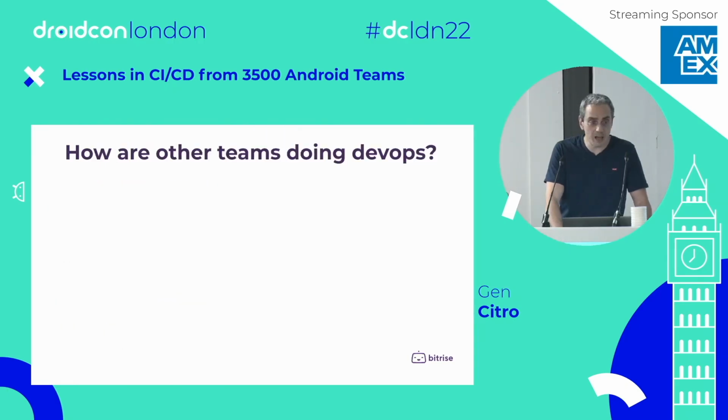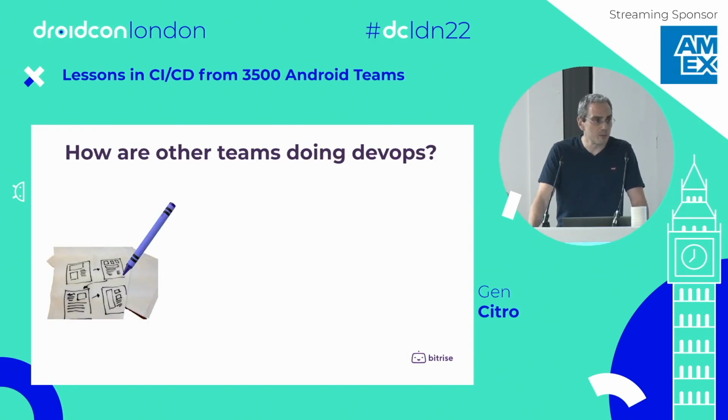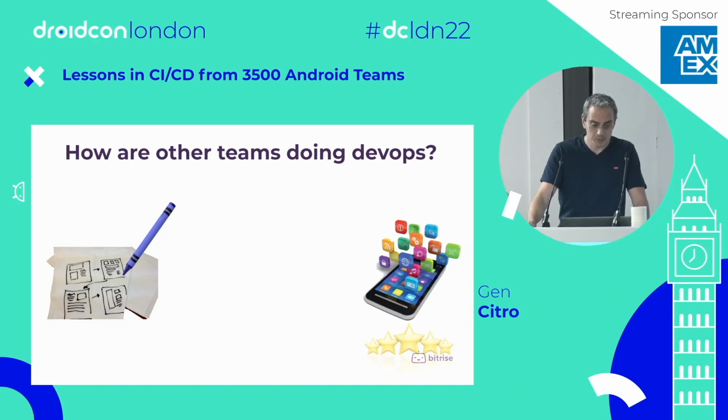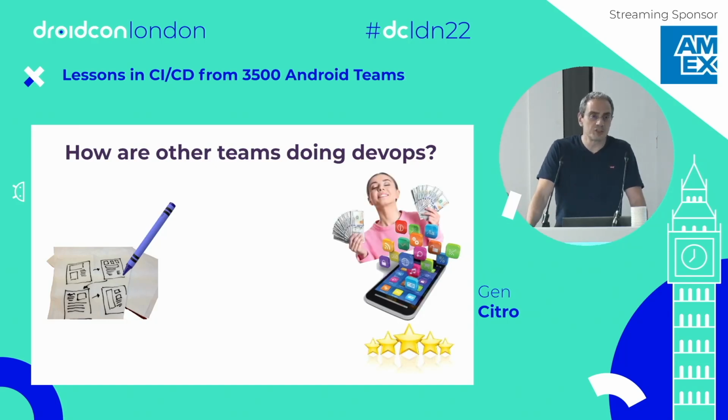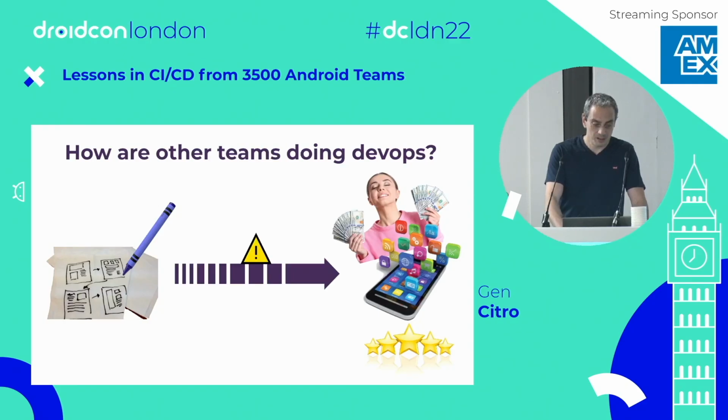Okay, so how are other teams doing DevOps? So in an ideal world, you would come up with an idea, scribble it on the back of an envelope, release it to the stores, you get a 5-star rating, and make tons of cash, right? Great. But in reality, there's a lot of stuff that happens from there to there. Anybody want to give a brief experience from their side on how app development works in their teams?